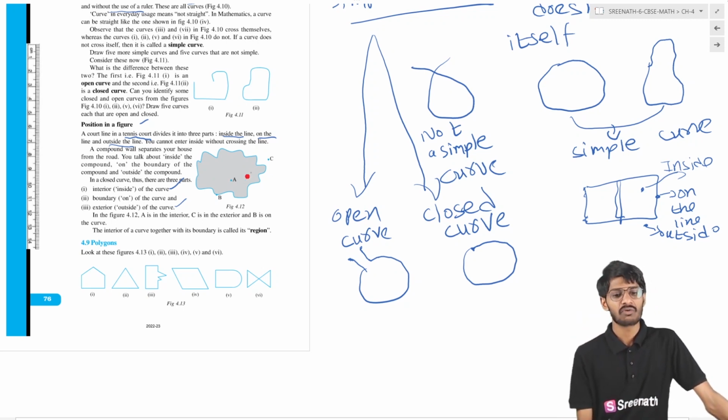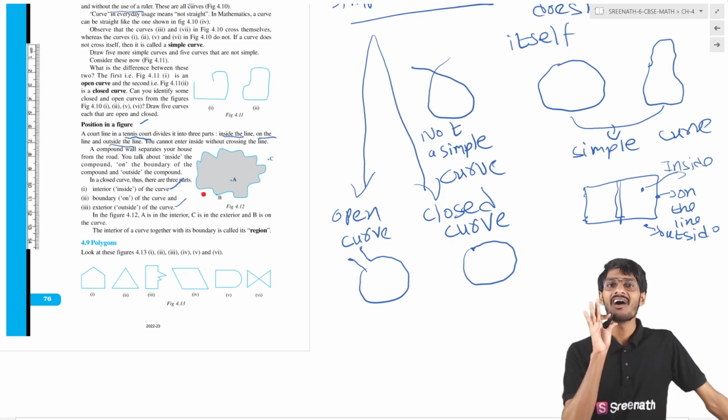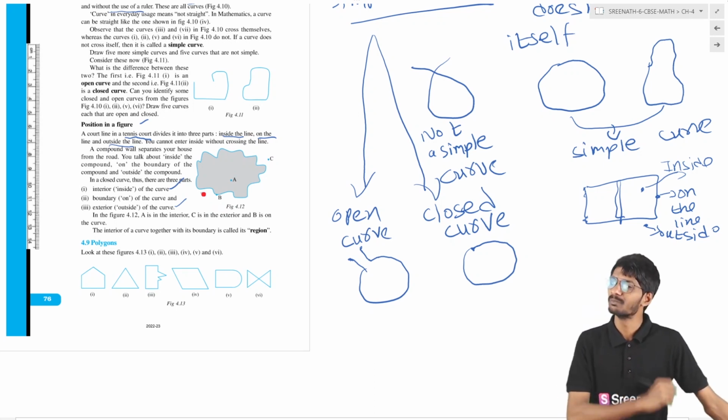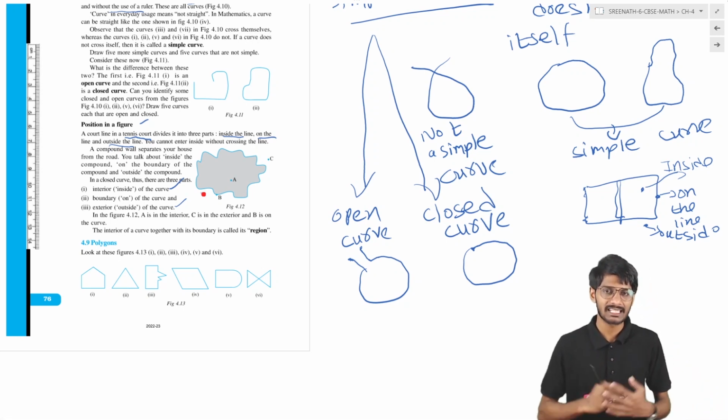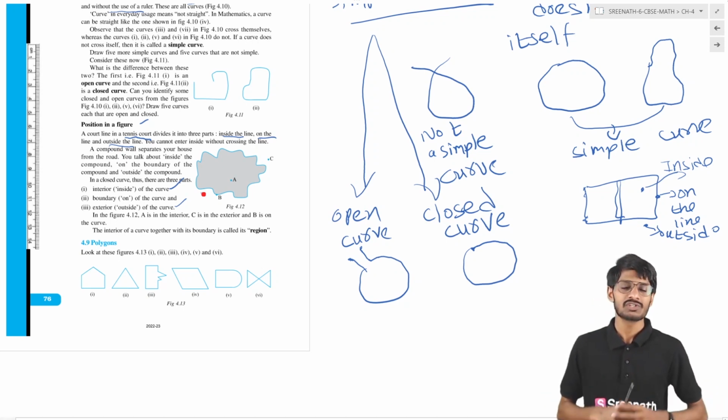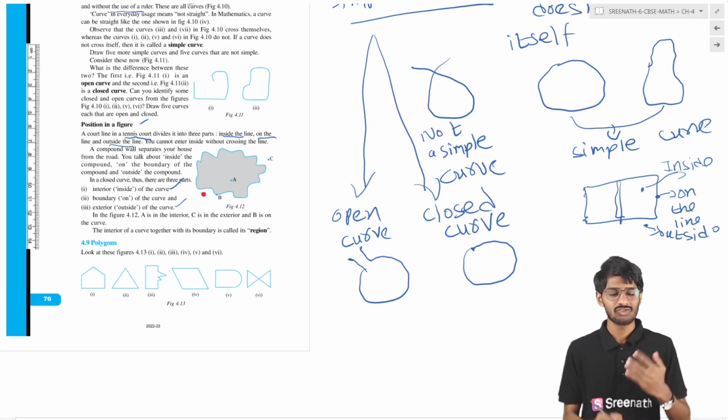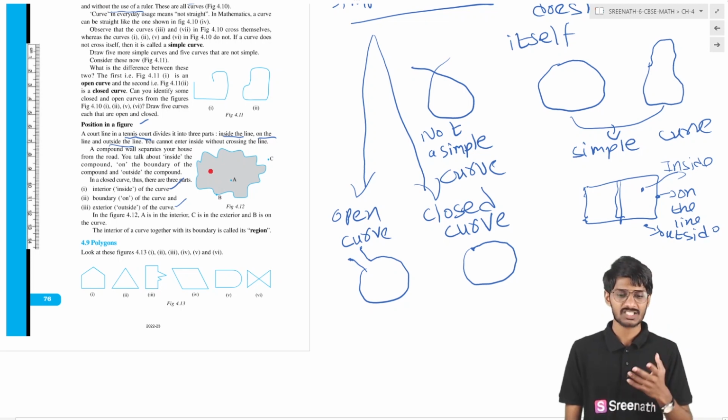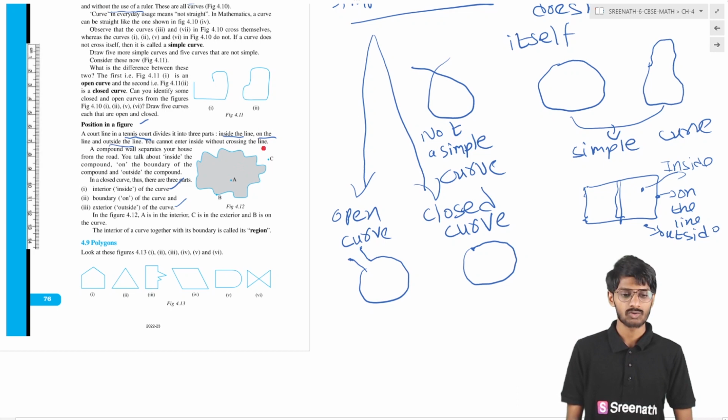If you want to understand or remember it, just remember the tennis court. Basically you are more familiar with games and you love games, so just remember the tennis court and tennis game, then you will surely understand this. Okay, students, so this is the interior of the curve, the boundary of the curve, and the exterior of the curve.